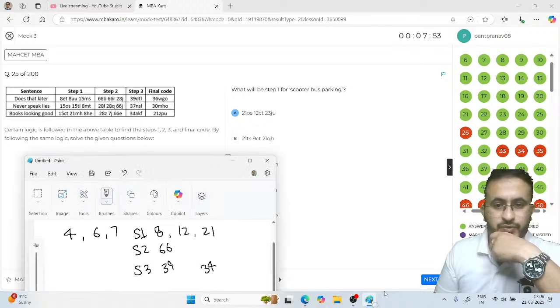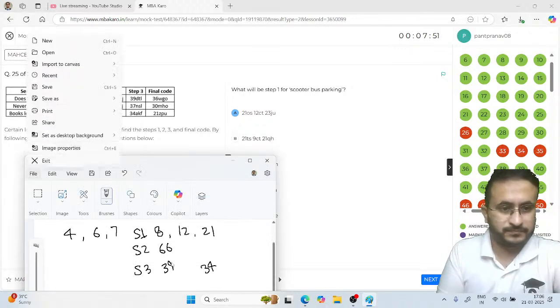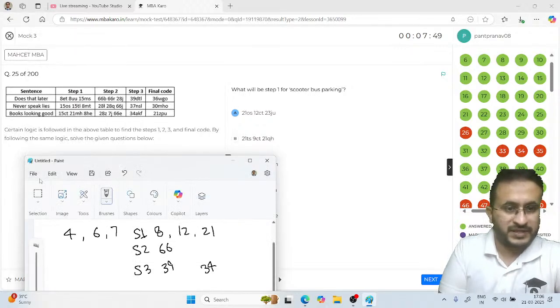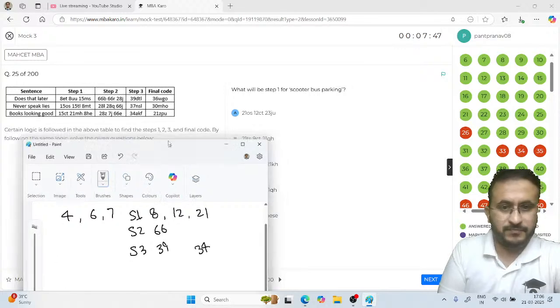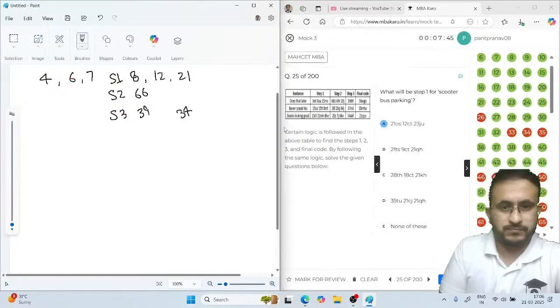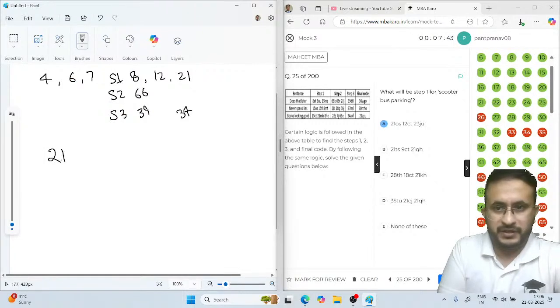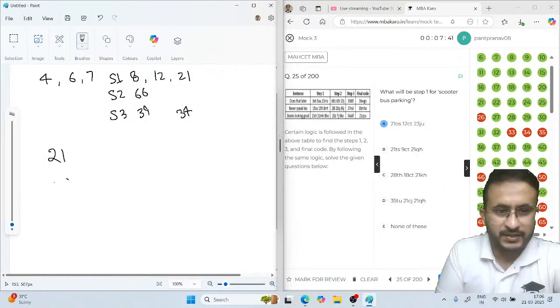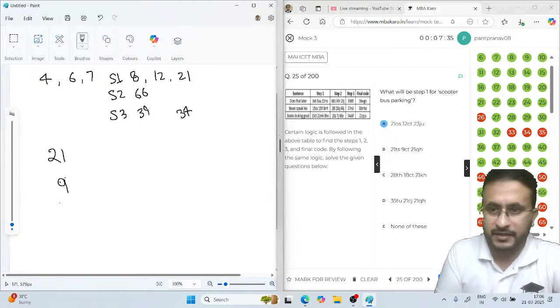Scooter bus parking. Scooter is 7, so it will be 21. Bus is 3, that will be 3. So 3, 9, and parking 7. 7 into 3, 21. So 21, 9, and 21.